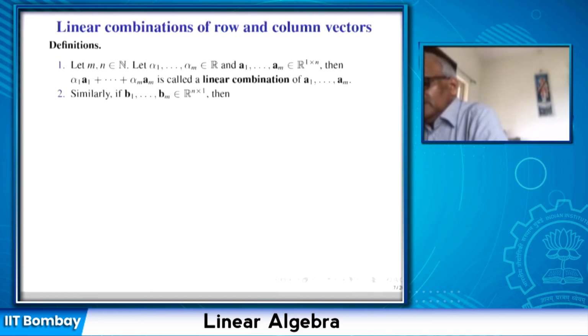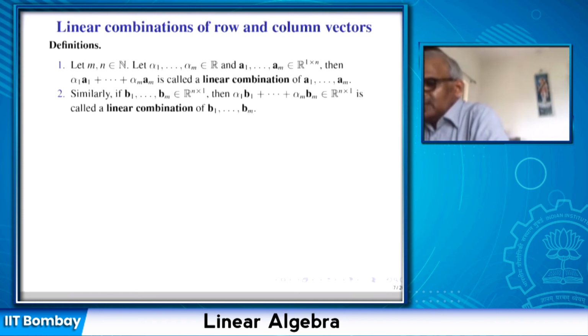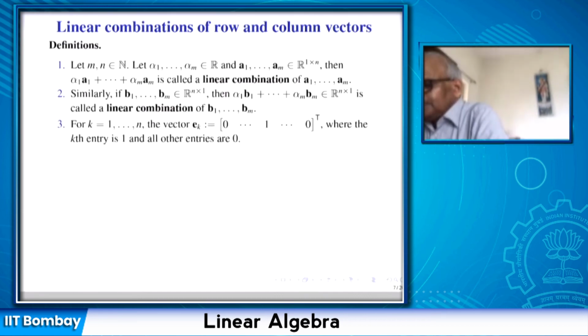Similarly, if we have b1, b2, bm as column vectors with n components, all these column vectors should have the same number of components, and suppose these are n components and they are all real column vectors, we can take their linear combination, alpha 1 b1, alpha m bm, and from the definition it is clear that this is again a column vector with n components. So this is called a linear combination of these column vectors.